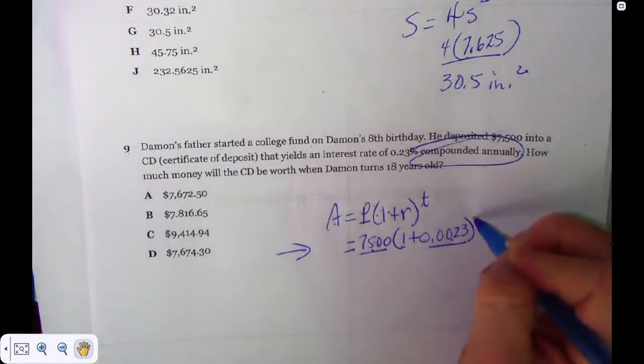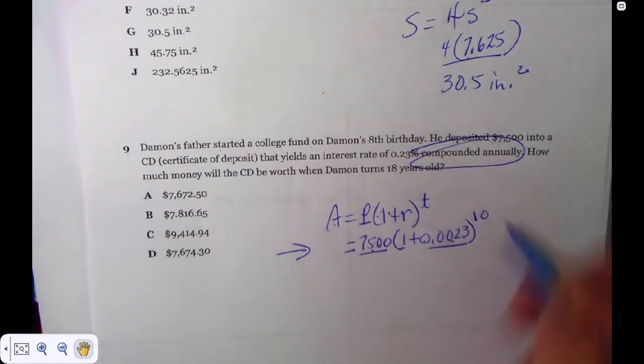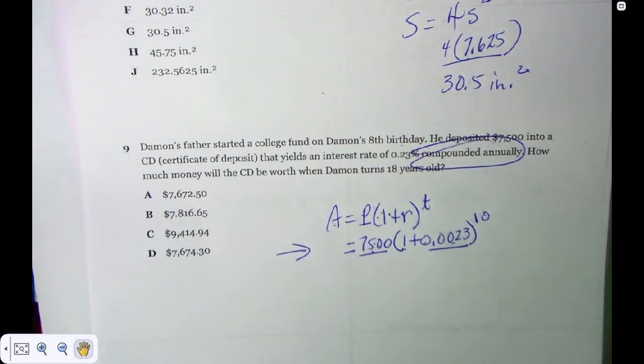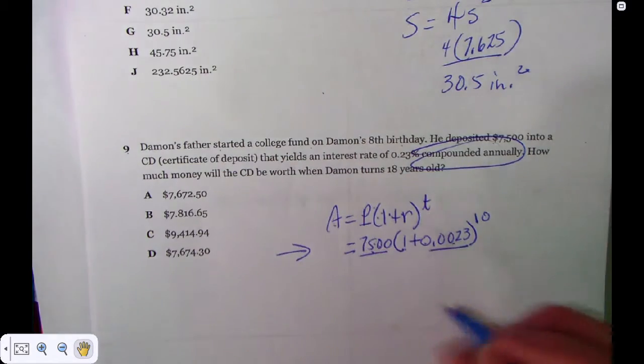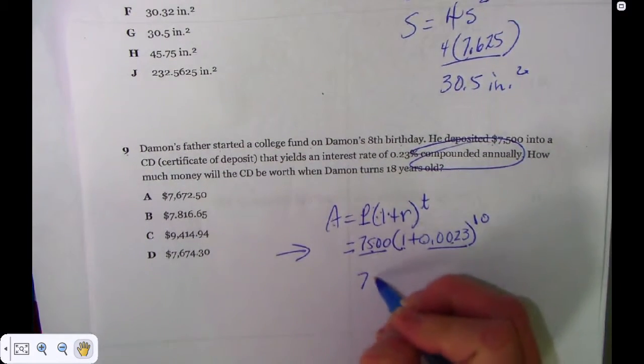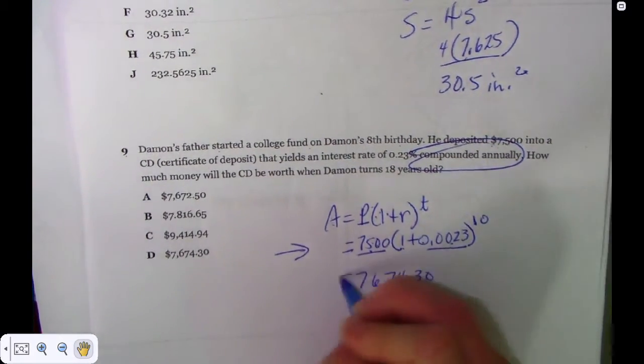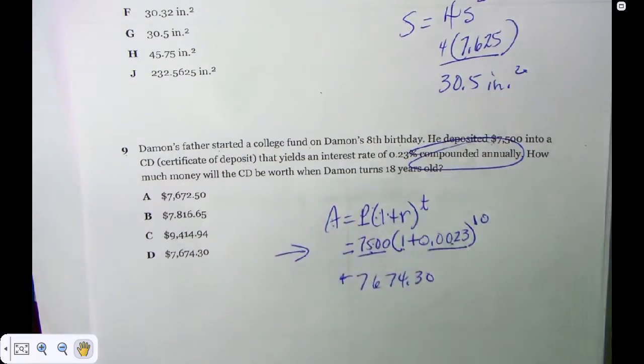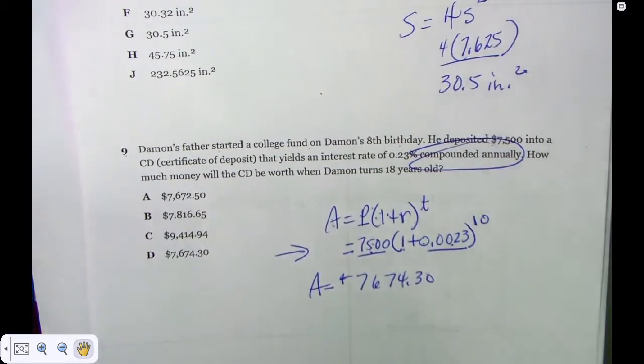Now, how long did they leave it in there? 10. When he turned 18, why do you think they took the money out of the CD? Or they thought about it. They found out what it was worth. Why'd they take it out now? So you can use it, maybe go to college, buy his first little vehicle, whatever. Okay. So when you get that, you get 767430. That's the amount that he has in that account now.